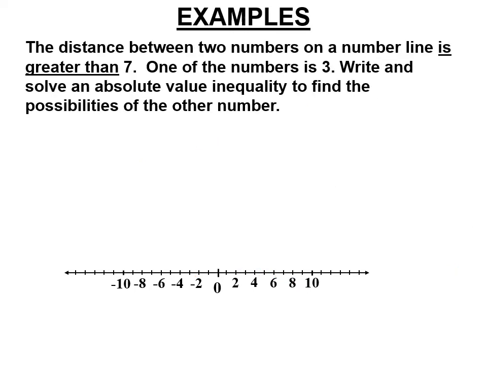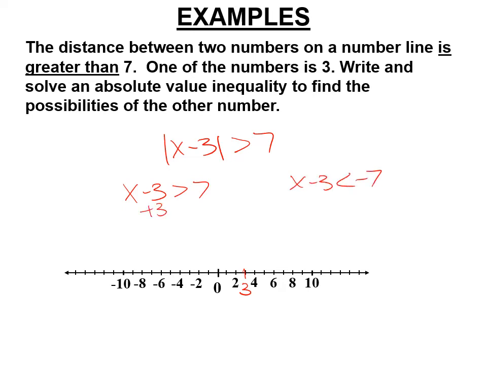All right, so now it's greater than, so hopefully you will realize it's an "or" inequality. One of the numbers is 3. We don't know the other number, and the distance is greater than 7. That's the absolute value inequality we're solving. We're starting at the number 3, and the things are more than 7 away. So x minus 3 is greater than 7, x minus 3 is less than -7.